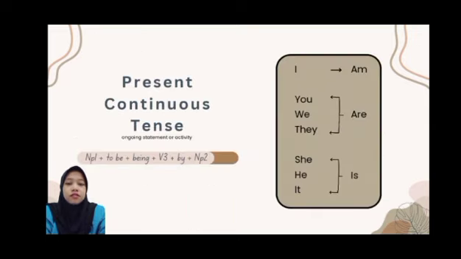Present continuous tense is an ongoing statement or activity, and the formula is NP1 plus to be plus being plus verb 3 plus by plus NP2. And the to be is the same as in simple present tense.